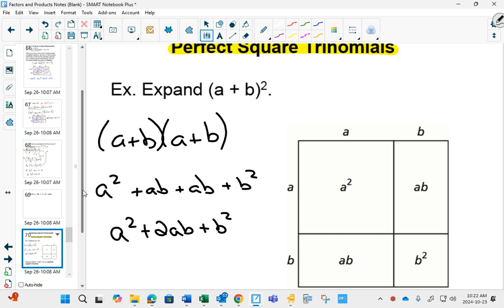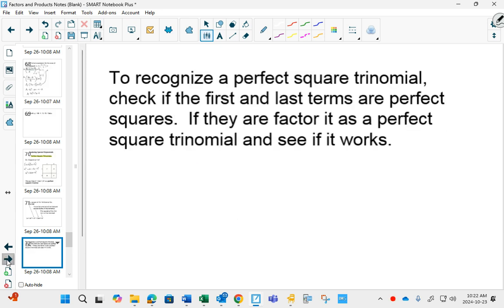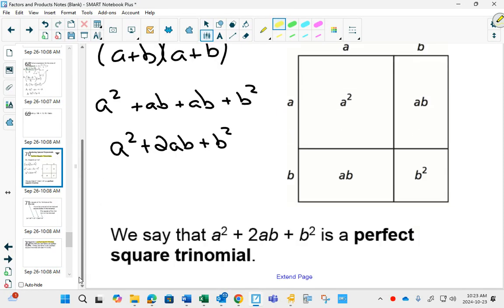So if we have a perfect square and it's two binomials, the answer is called a perfect square trinomial. You can highlight that in your notes. Highlight it right there at the bottom too.